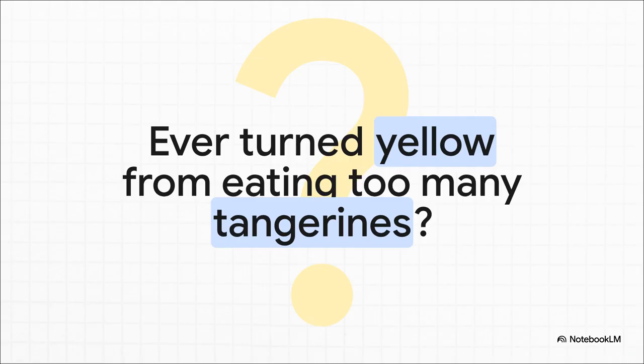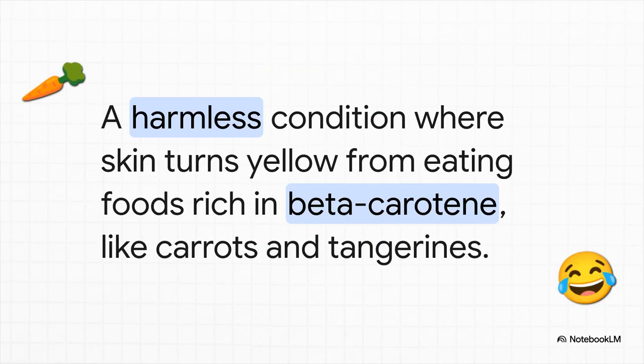Now, speaking of yellow, I have a question for you. Have you ever gone through a phase of eating a ton of carrots or maybe tangerines and then looked down at your hands and thought, wait, are my palms kind of orange? If you said yes, then you have actually experienced carotenemia.